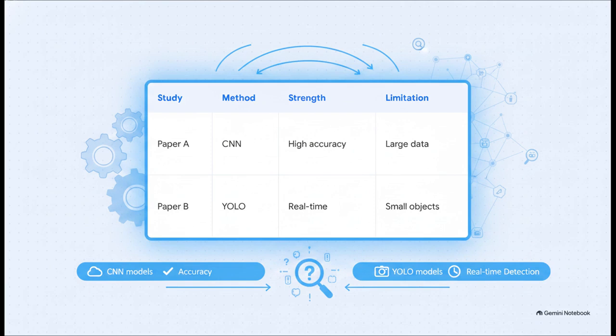You fill out this matrix, and boom, you instantly see that CNN models give you high accuracy but need massive data sets, while YOLO models give you real-time detection but totally struggle with small objects. You aren't just passively reading anymore. You're actively categorizing and prepping to compare.